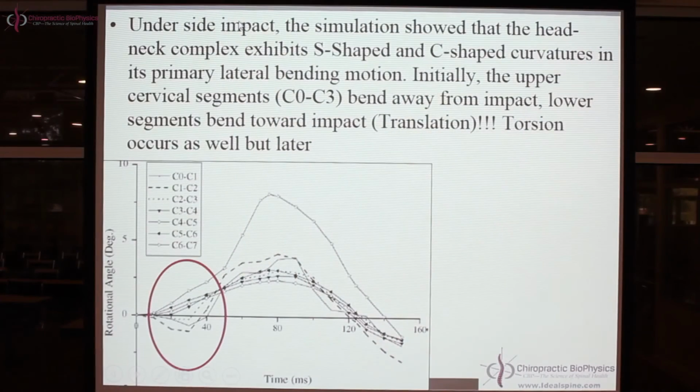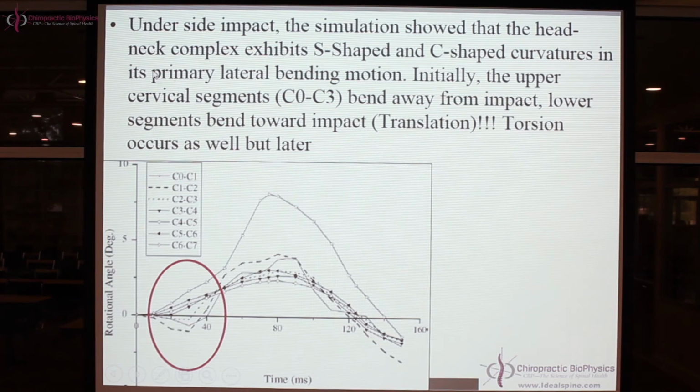Now, in their more oblique vectored or true side impact, not the true front, what they found was your spine will create an S-curve configuration. Here's what they identified. Under the side impact, the simulation showed that the head and neck exhibits an S-shape. That's what we said. And then a C-shaped curve. But first, it's the S-shape.